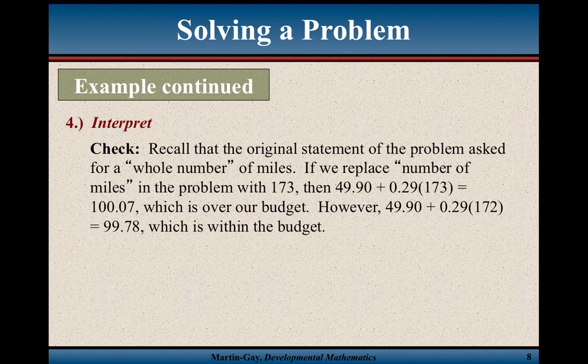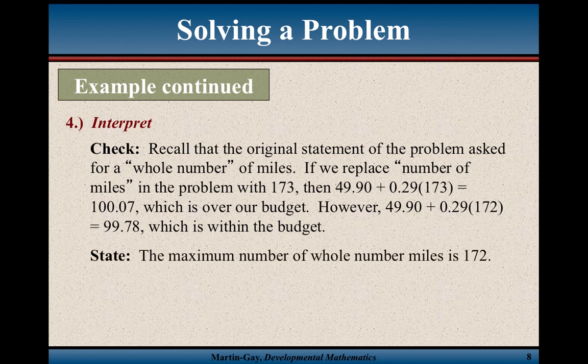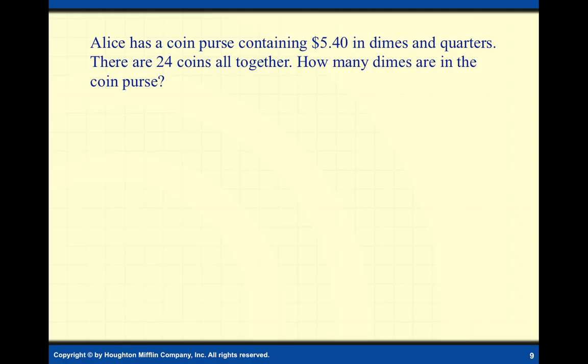So we call the original statement of the problem as a whole number of miles. If we replace the number of miles in the problem with 173, that's 173 nakuha natin kanina, then 49.90 plus 0.29 quantity 173 is equal to 100.07, which is over our budget. However, 49.90 plus 0.29 times 172 is 99.78, which is within the budget pa rin siya. So, the maximum number of whole number miles is 172. Yun yung maximum number, okay?